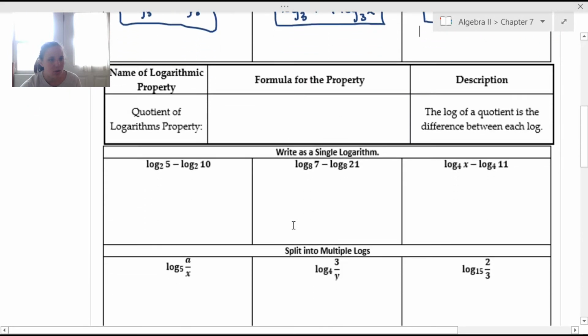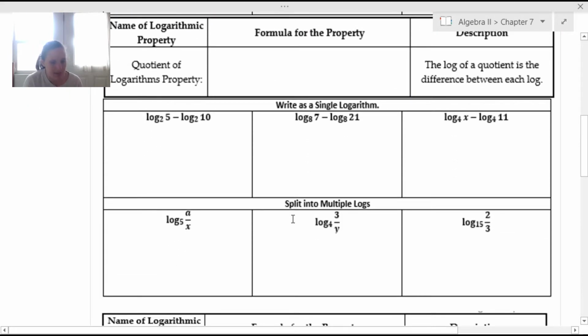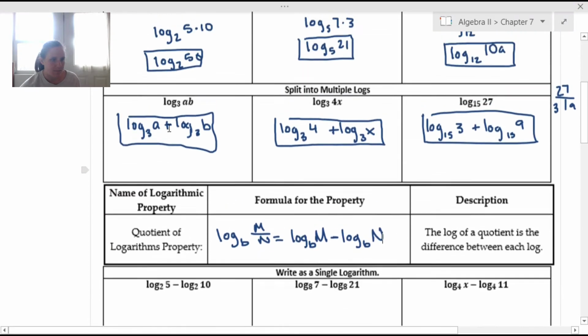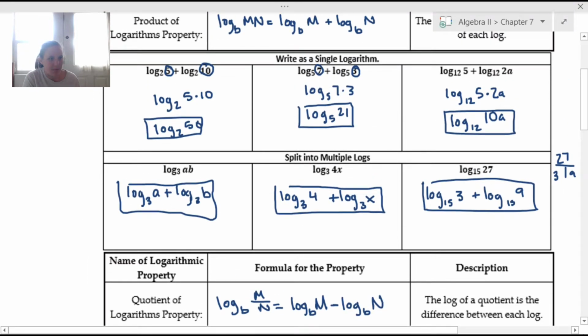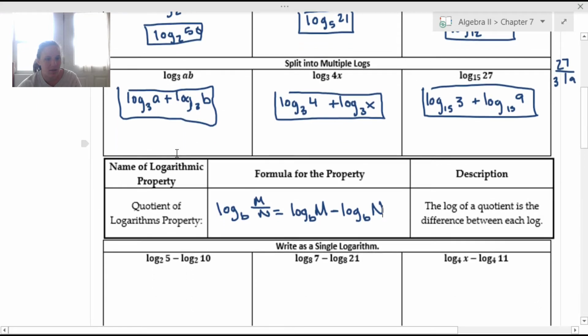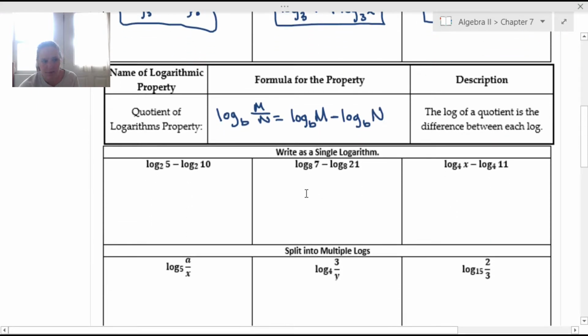Now we're going to do the quotient property of logarithms. If I've got log base b of m divided by n, I can separate it into log base b of m minus log base b of n. And that is similar to this property, right? 7 minus 4 is a cubed, so we're still using that subtraction property when we're doing division.